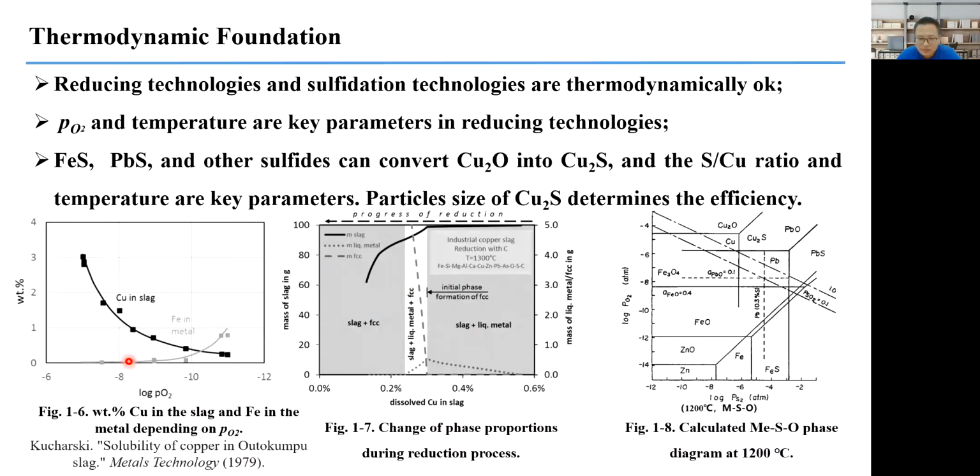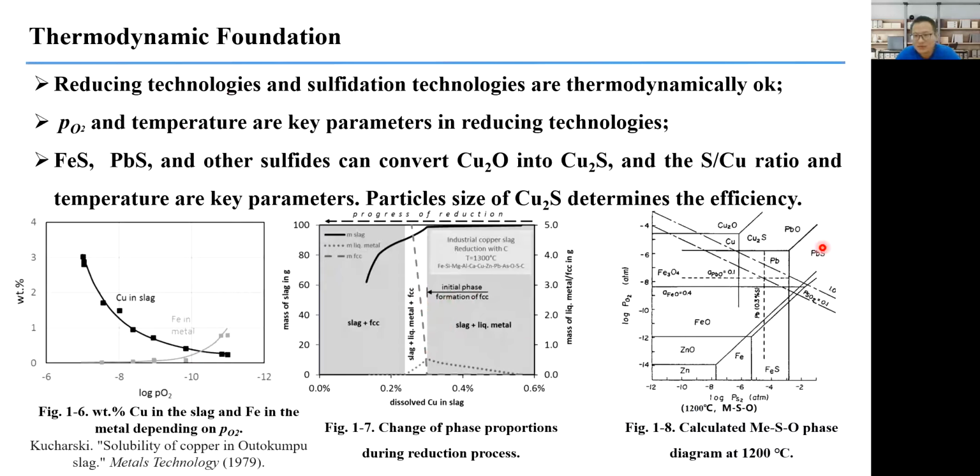So the conclusion is that by reducing technology, we are producing low copper content slag. But the problem is that we are producing iron as well. And in this part, it will bring difficulties in the practice. And another problem is that copper smelting slag always contains some arsenic. In this reducing technology, arsenic will also transfer into this metal phase. And we are producing copper, iron, and arsenic alloy. The market of this alloy is very limited. So this is a thermodynamic foundation of reducing technology.